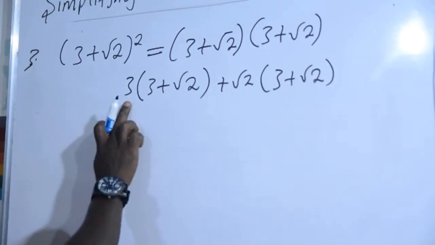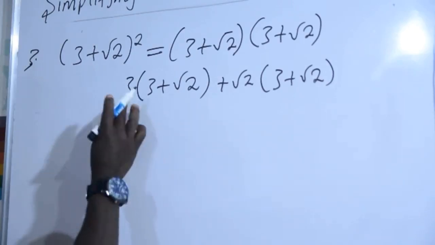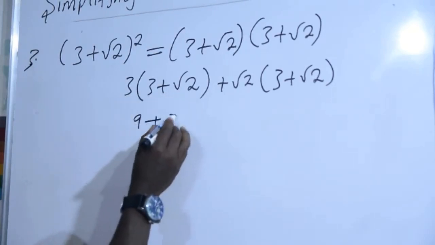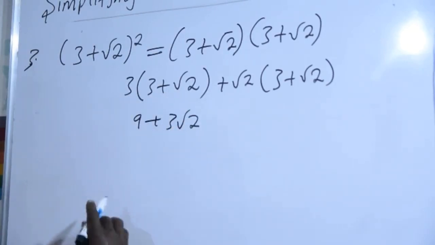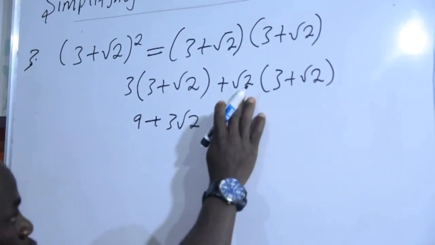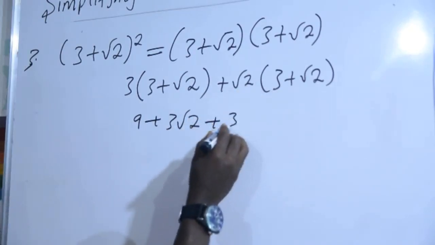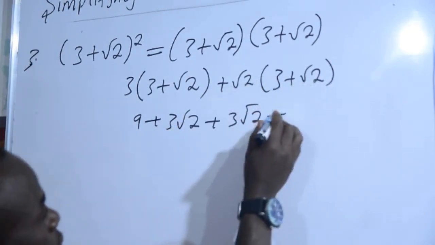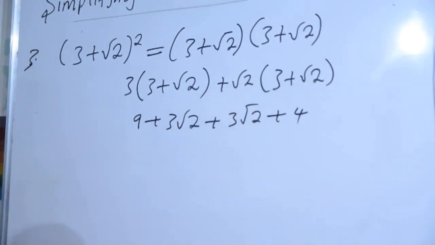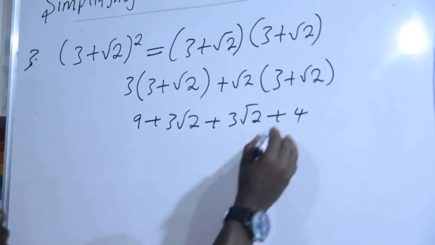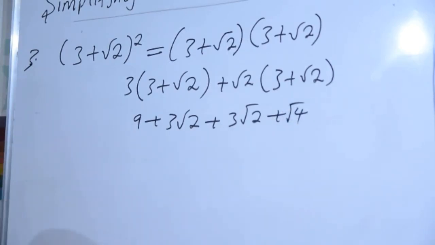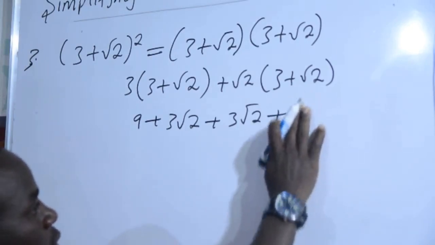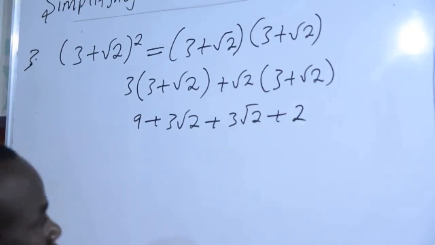So this 3 will have, of course, multiply everything here. So we have 3 times 3, 9. 3 times root 2, we have 3 root 2. Then here, root 2 times 3 will give us 3 root 2. And then root 2 times root 2, of course, is root 4. But then, we don't just write root 4 because the root of 4 is already 2. So we remove this and put 2.